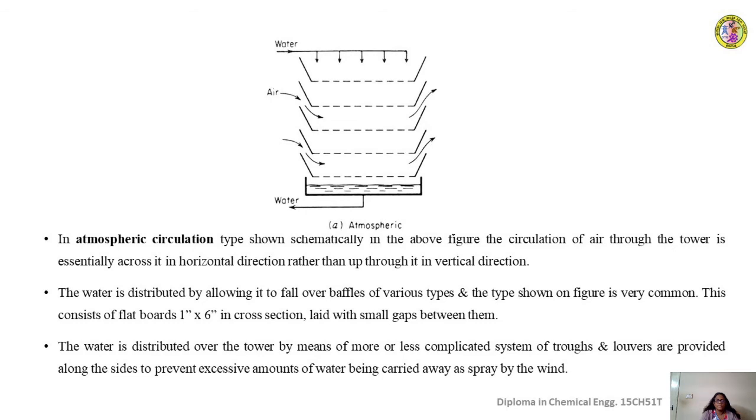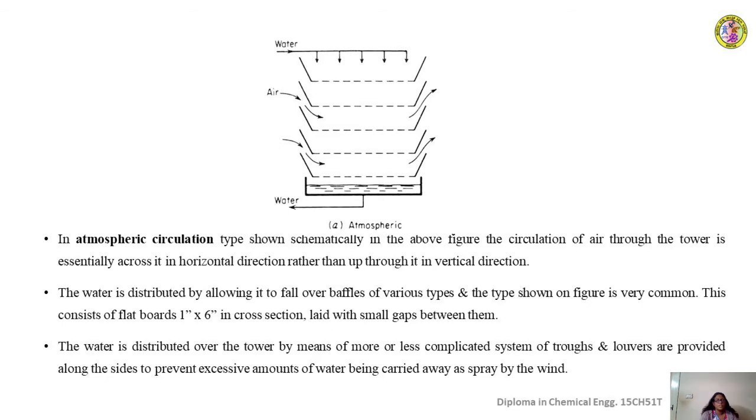The water here is made to fall over baffles of various types, and the types that are shown in the figure are very common. It contains wooden or flat boards of about 1 by 6 inch cross section that are laid with small gaps between them. The water is distributed over the tower by means of some kind of troughs and pipes, as I explained earlier in the previous slide.